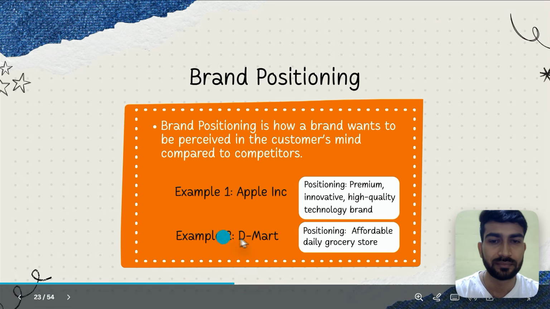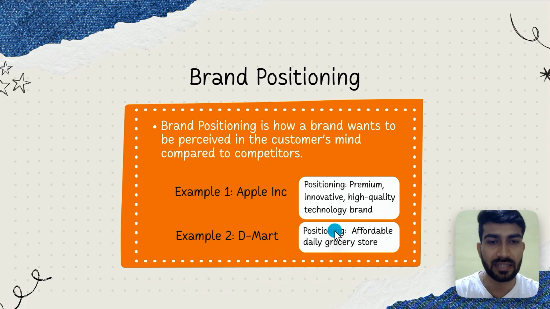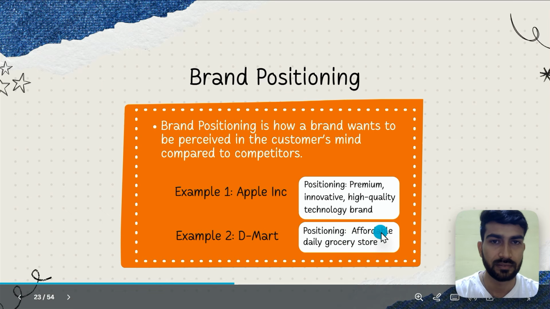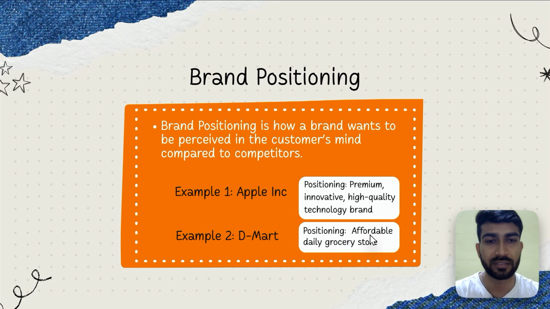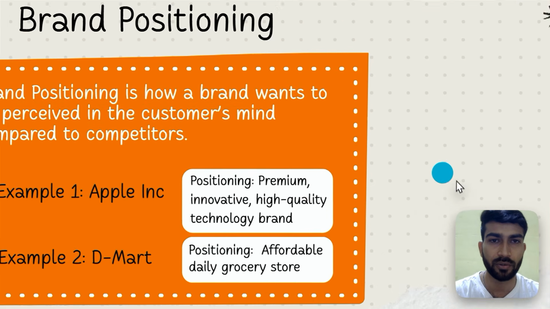Example two, DMart. DMart uses positioning like an affordable daily grocery store, right? That is brand positioning. DMart shows itself as affordable. We are affordable, we are giving the products on offers, at less prices. Apple presents itself as a premium quality, high quality brand, right? So this is the positioning, this is the image of that brand. Okay.